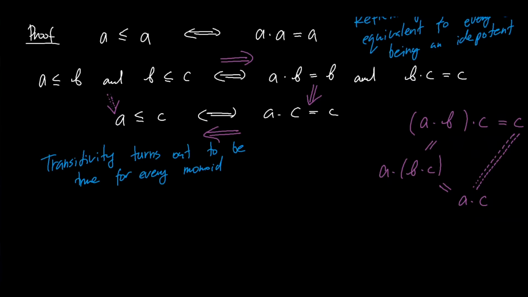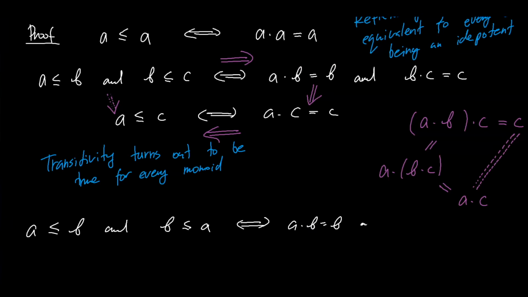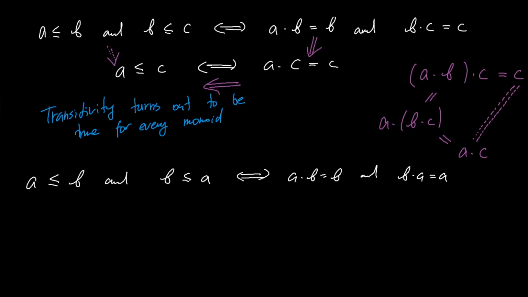Okay. Now let's look at anti-symmetry. So there we have A less or equal to B and B less or equal to A, and that of course is equivalent to A times B equal to B, and B times A equals to A, right? And from this we want to conclude what? We want to conclude that A and B are equal to each other, right? So let's see if we can conclude from there that A and B are equal to each other.